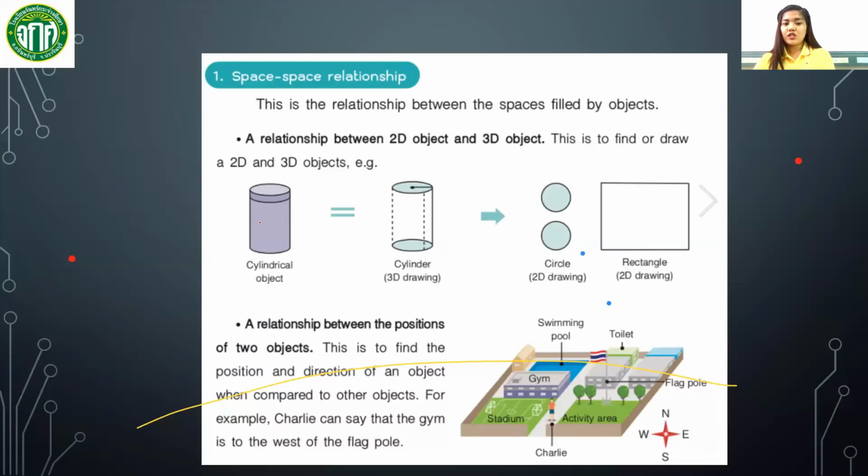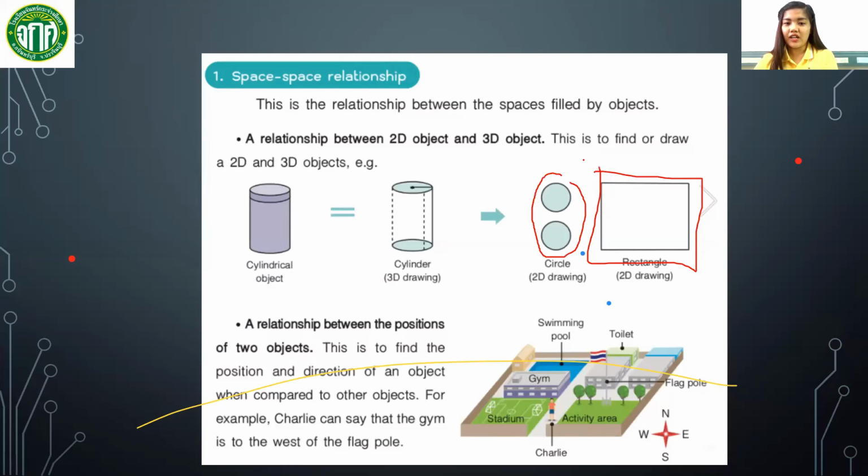Example. Okay, so we have here a rectangle. This rectangle is a 2D drawing, right? And then we have 2 circles. This is also a 2D drawing. Now if you add these up, you can make this cylinder. This cylinder is what we call a 3D drawing.